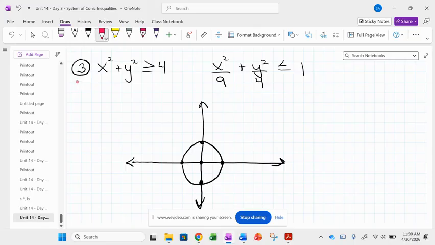Let's test a point inside the circle. Let's test the point 1, 1. Is 1 squared plus 1 squared going to be greater than or equal to 4? Never. So that point was inside the circle, which tells me I have to shade outside the circle. I'm not going to shade just yet, let's hold off. But just remember, we're going to shade outside the circle.